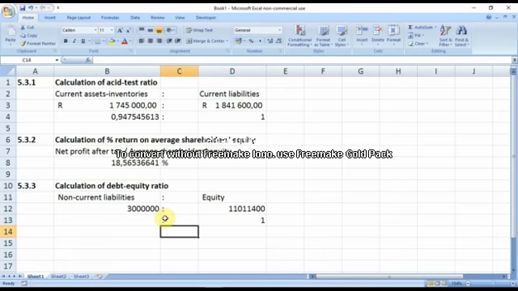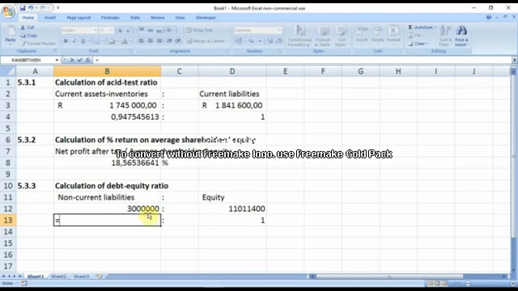What we do on the right hand side we have to do on the left hand side, so we have to take the 3 million and divide it by the 11,011,400. Then we get 0.27244. Now it will depend to how many places you round it. To one decimal it will be 0.3. To two decimals it will be 0.27. So for every 1 rand of equity we have 27 cents of long-term loans.